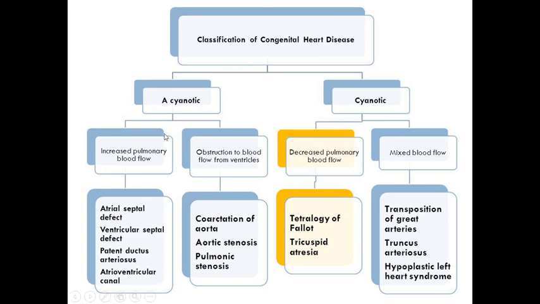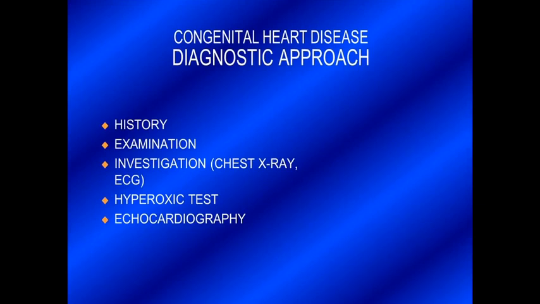Now, the type of heart diseases where the blood flow from the heart to the lungs is normal, and there is no mixing of oxygenated and deoxygenated blood, and therefore there is no rise in the carbon dioxide level in blood, and so no bluish discoloration of the skin, are called acyanotic congenital heart diseases. Now we'll see how these congenital heart diseases are diagnosed.